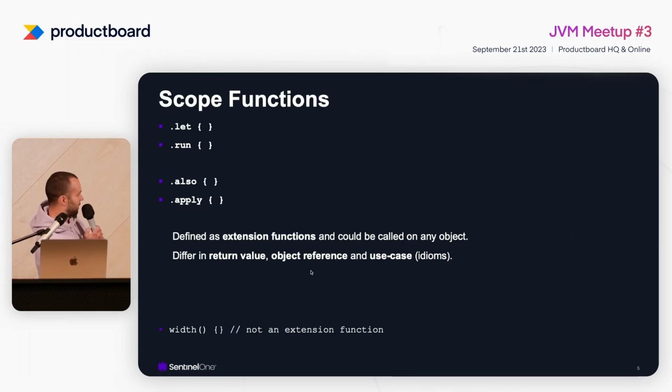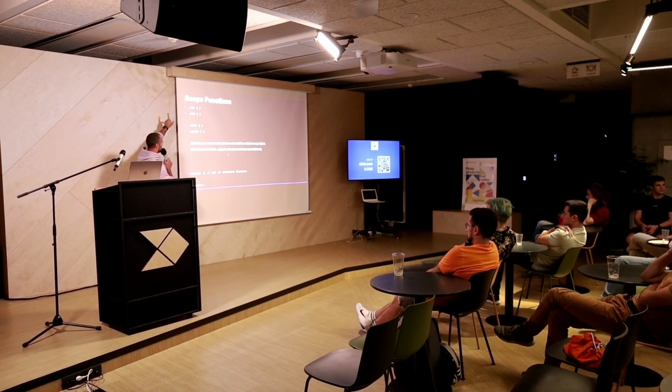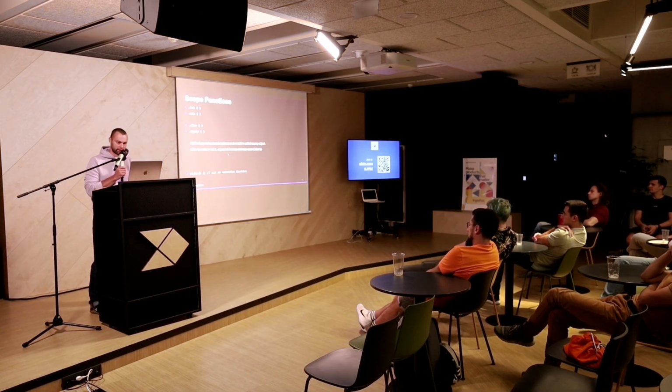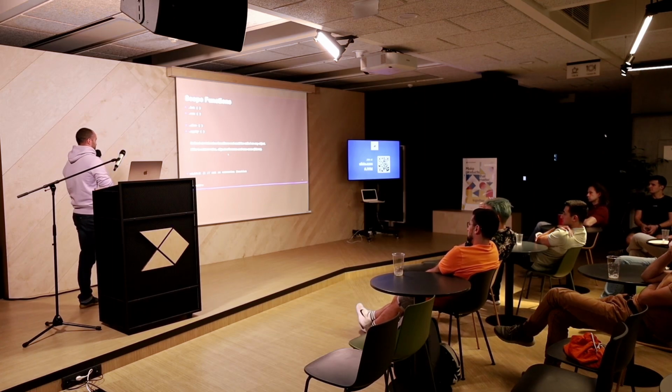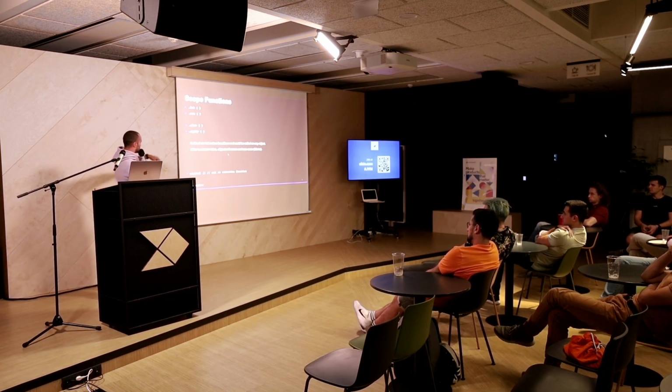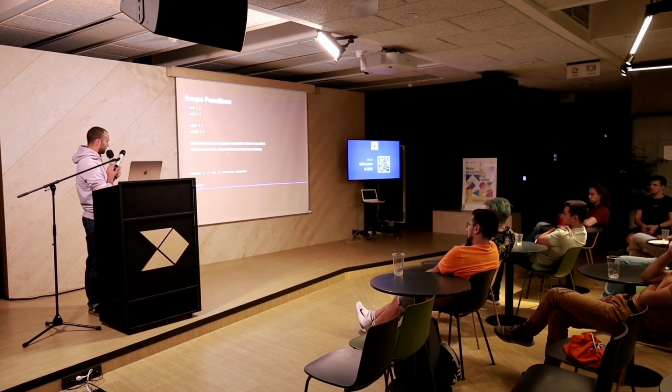The let, run, also, and apply are defined as extension functions. So again, something you already know. The difference here is that you can call these four functions on any object in Kotlin. The only difference is that they return something else and they reference the object differently in the lambda.